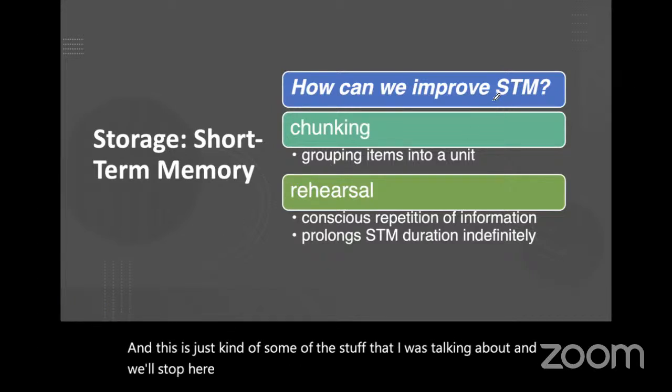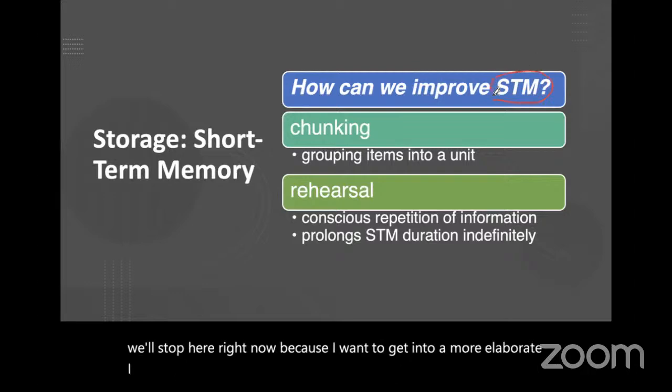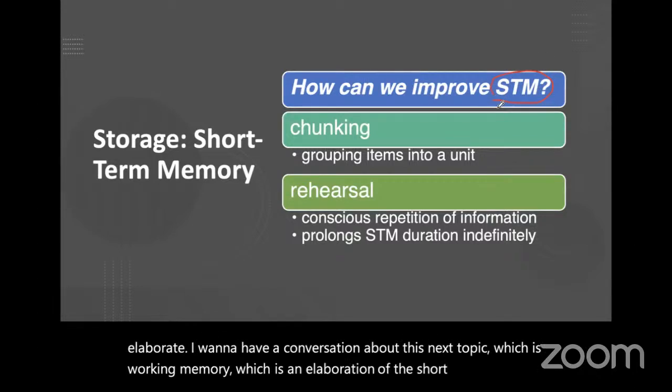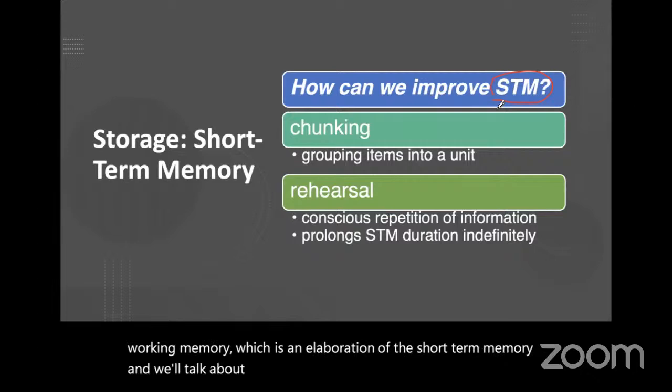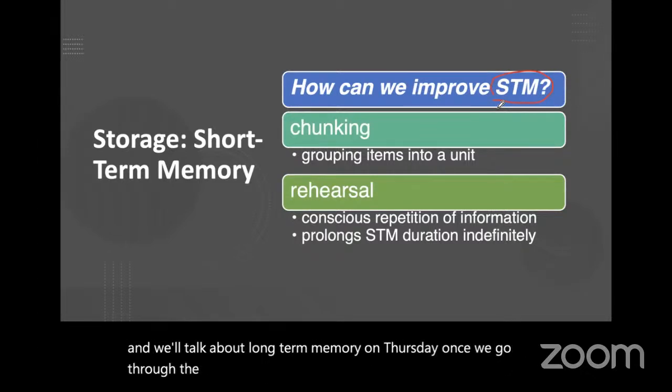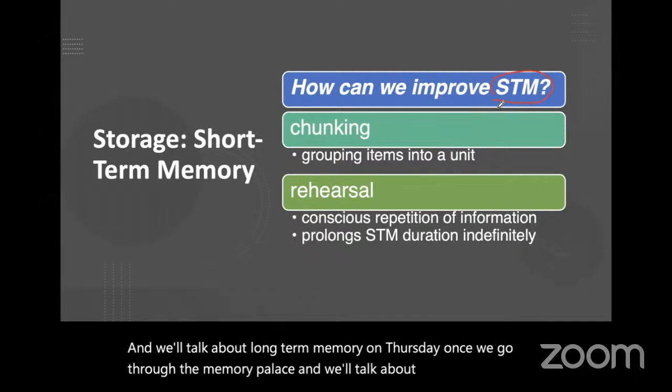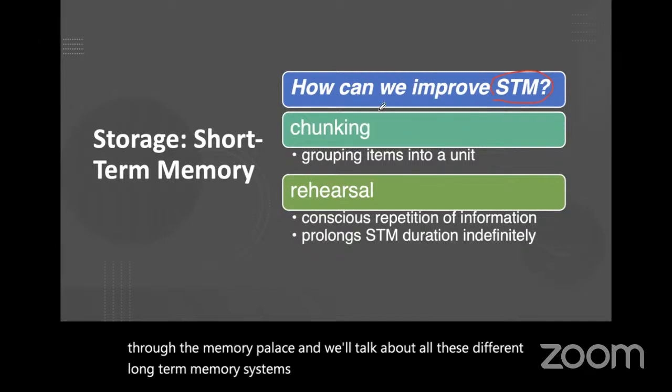And this is just some of the stuff that I was talking about, and we'll stop here right now, because I want to have a more elaborate conversation about this next topic, which is working memory, which is an elaboration of the short-term memory. And we'll talk about long-term memory on Thursday once we go through the memory palace, and we'll talk about all these different long-term memory systems and retrieval. Here are ways you can improve your short-term memory.